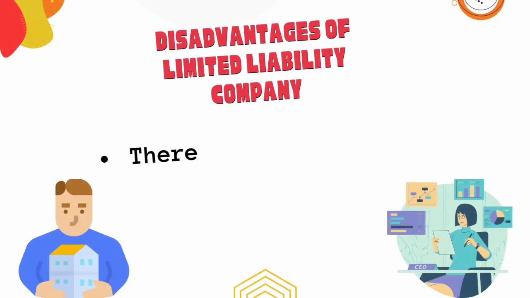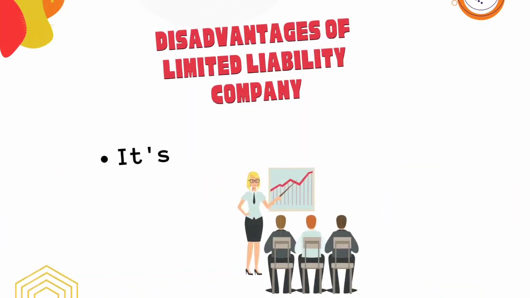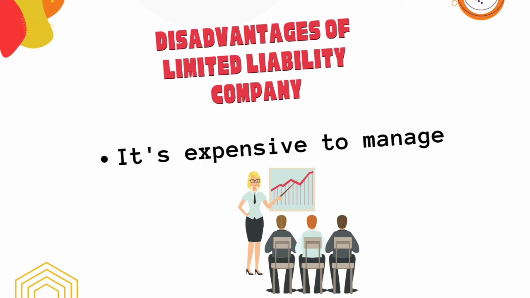Okay, then the next, there is separation of ownership and management. You see, it's a disadvantage. The people who own the business are not the same people who run the business. The owners of the business are shareholders, and those who manage the affairs of the business are boards of directors that are appointed by the shareholders. So you see why this can also lead to slow decision making. Then the last disadvantage is that it is expensive to manage because it has to do with so much manpower, so many persons who are working. It's expensive to manage.